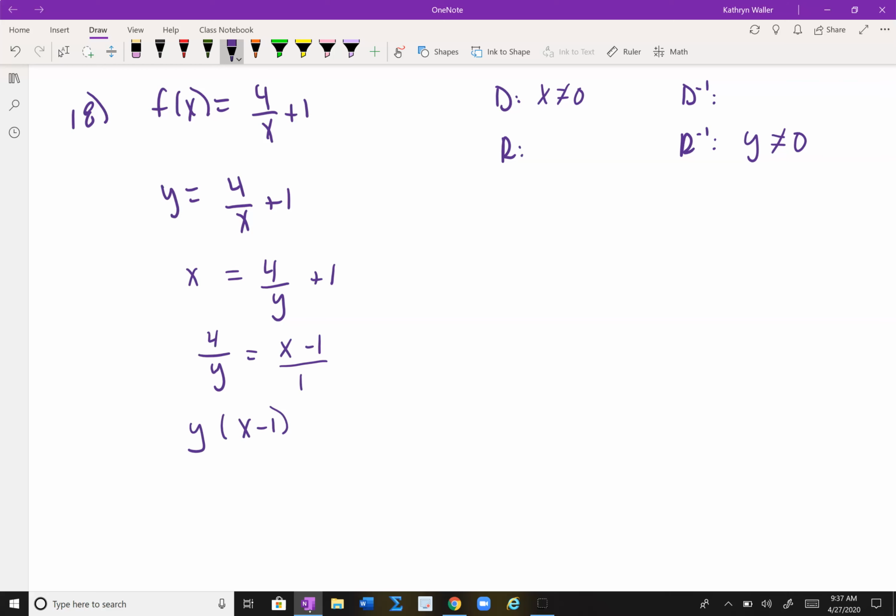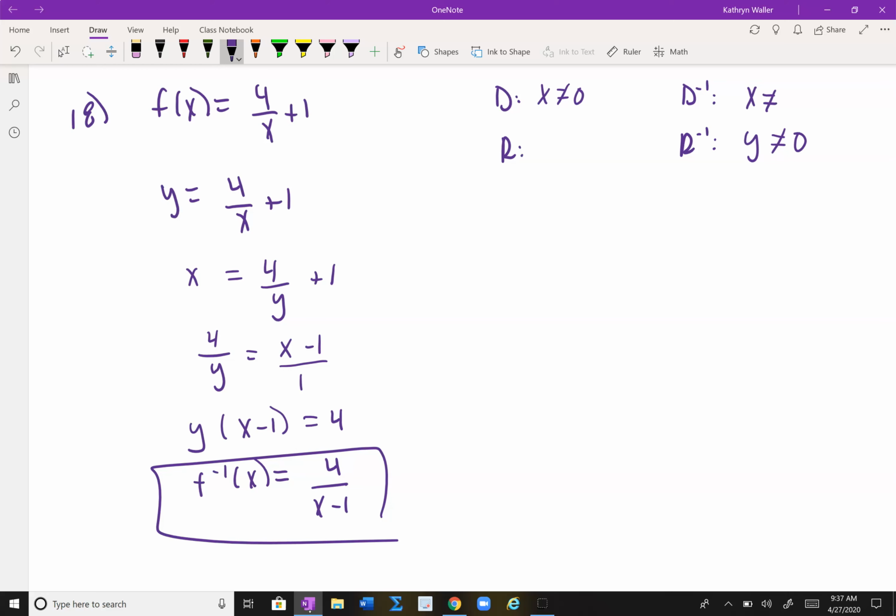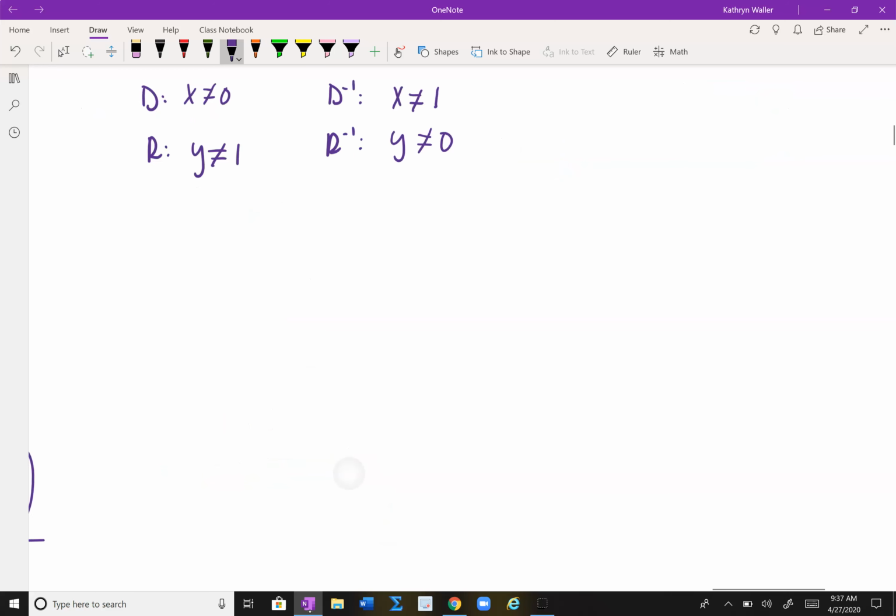So you have y times x minus 1 is equal to 4, and I'm trying to solve for y, so I divide by x minus 1, and I get 4 over x minus 1. And I label it as the inverse, not as y. If you look at that denominator, that tells me the domain of that is that x cannot be 1, therefore the range is y cannot be 1. Okay, that was 18. Here's 19.